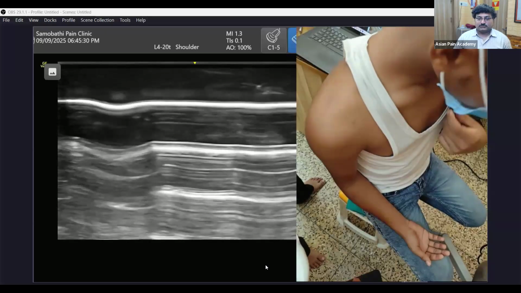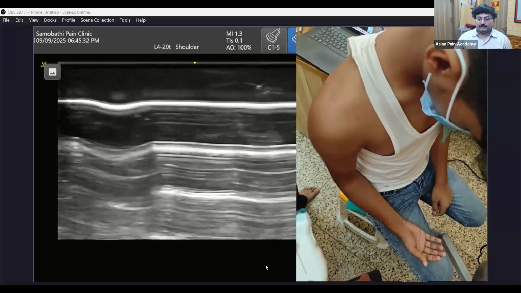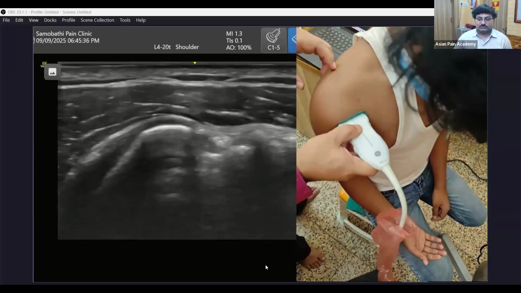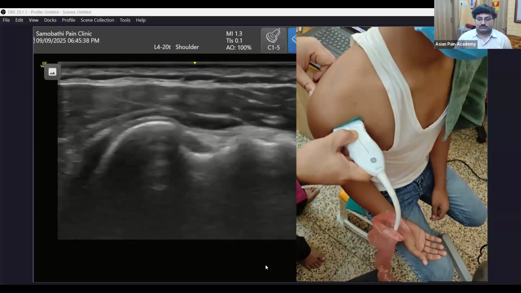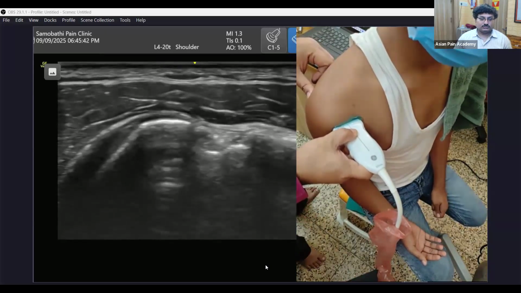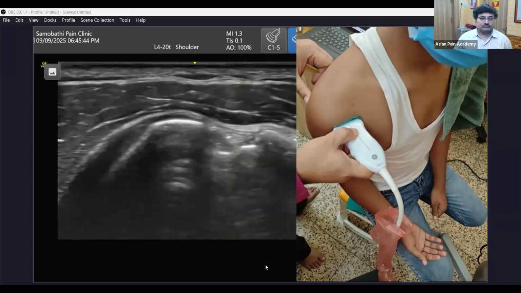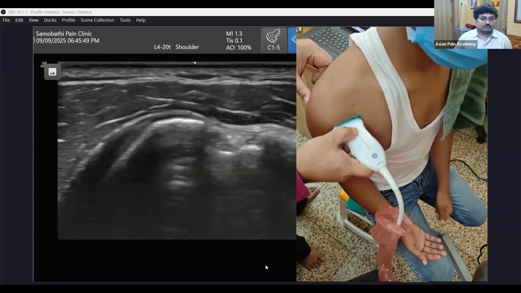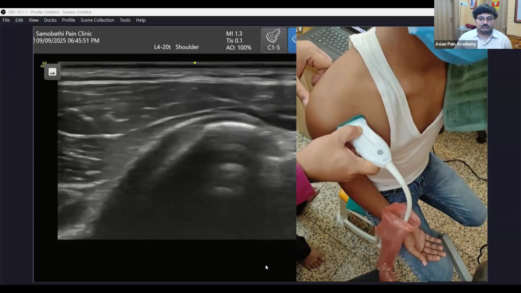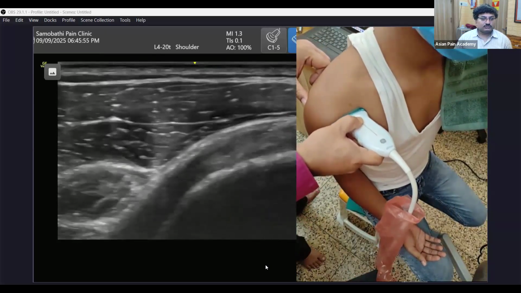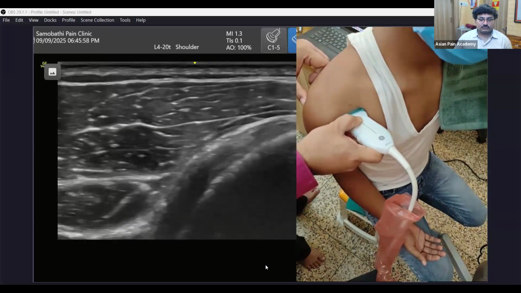So I'm showing you the subcoracoid impingement or subcoracoid bursitis area. This is the same way how we see the subscapularis. So here we are seeing the lesser tuberosity and subscapularis. On the left side it is the lesser tuberosity, and then we are seeing the subscapularis which is inserting there. Now I am going a bit medially, and I am seeing actually the coracobrachialis.